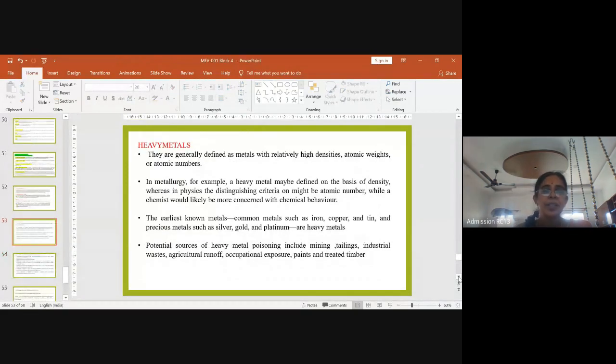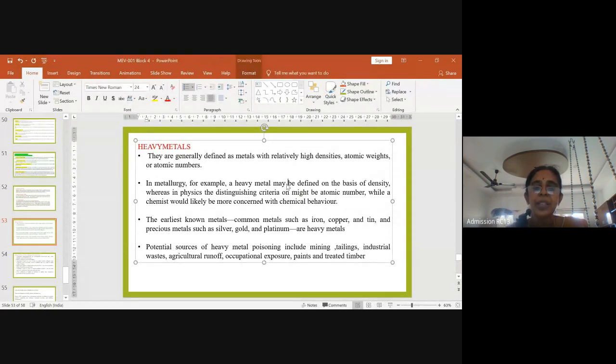So, heavy metals. These are generally defined as the metals with high density, atomic weight and atomic numbers. So, in metallurgy, a heavy metal may be defined on the basis of density, whereas in physics, the distinguishing criterion is the atomic number, while a chemist would likely be more concerned with the chemical behavior. So the common metals such as iron, copper, tin, and precious metals like silver, gold, platinum, all these are heavy metals due to their high density, high atomic weight, and atomic numbers.